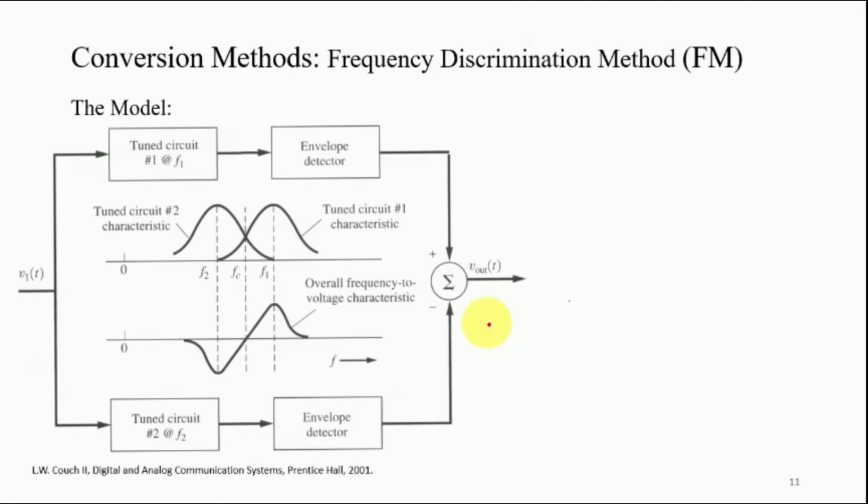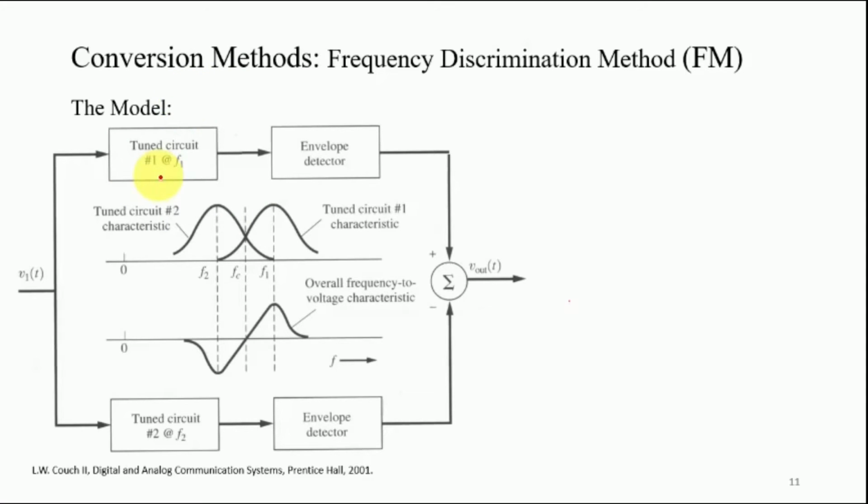How is it done? First, let's look into the model. We have m(t), which is our message signal. We split it into two branches. After splitting, in the first branch, the upper branch, we have a filter, which is a band pass filter.